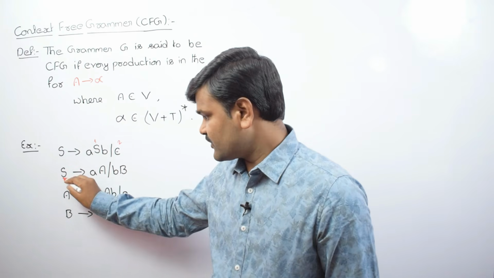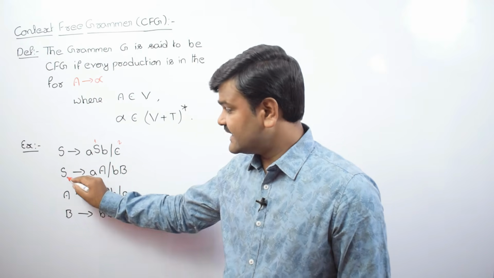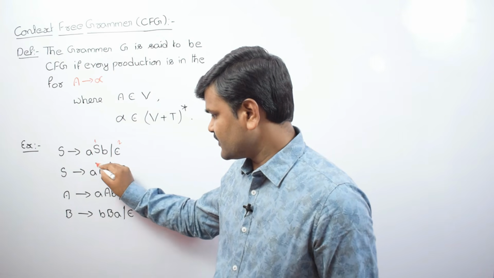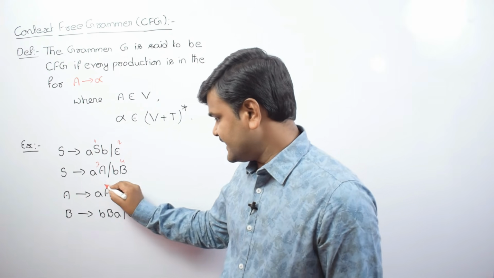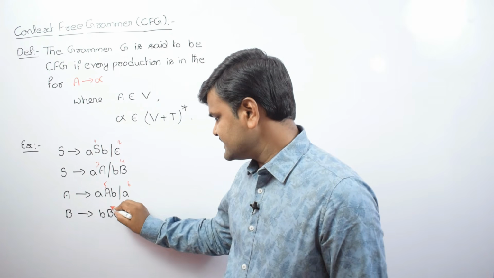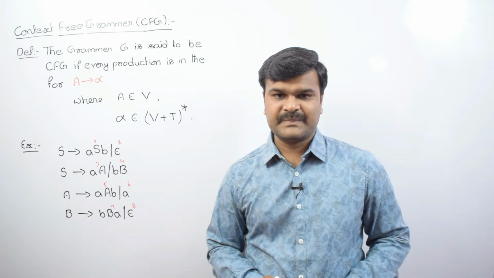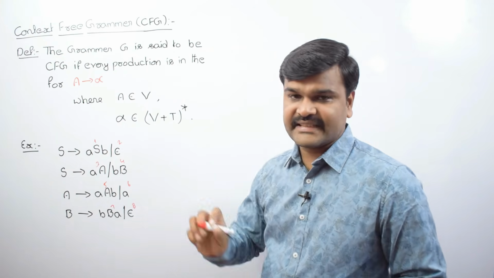Next, this is one production, S is deriving small a capital E, or S is deriving small b capital B. That means this is one production and this is another production. Like this, 5, 6, 7, 8, total 8 productions are there. Okay. So, these are the productions.